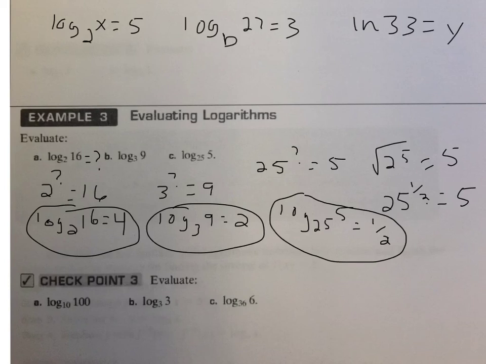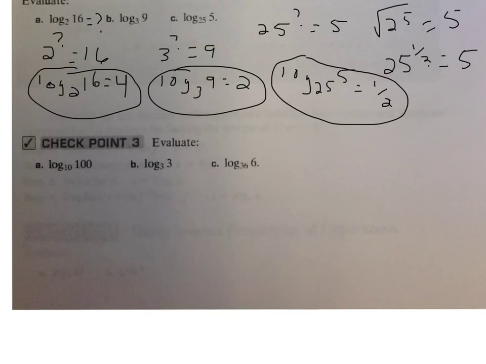Try your checkpoints, and when you come back, I'll give you the answers. All right, checkpoint 3: log base 10 of 100 equals 2. B, log base 3 of 3 equals 1, because 3 to the first equals 3. And C, log base 36 of 6, that again is a square root, so it's 1/2.